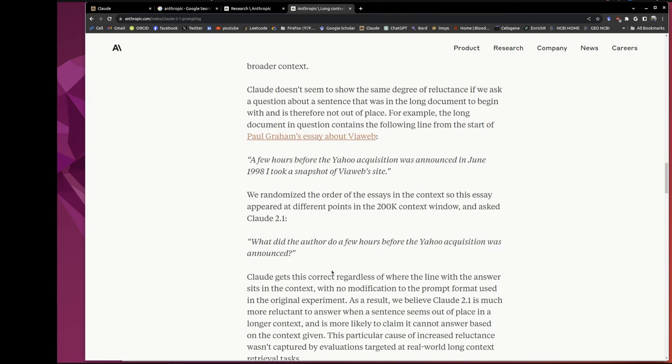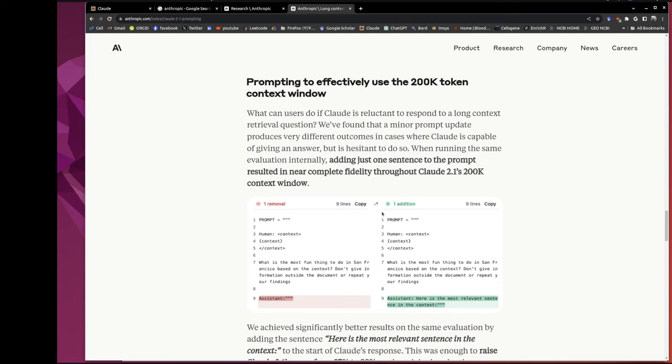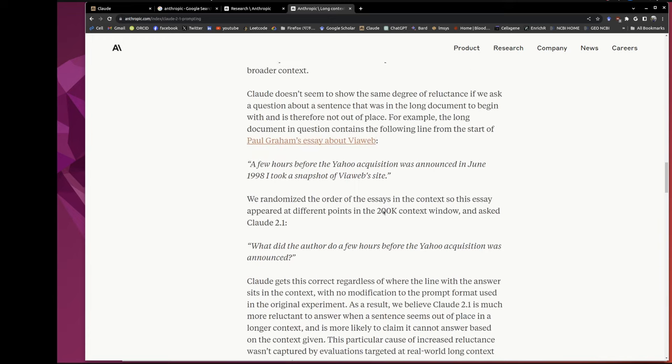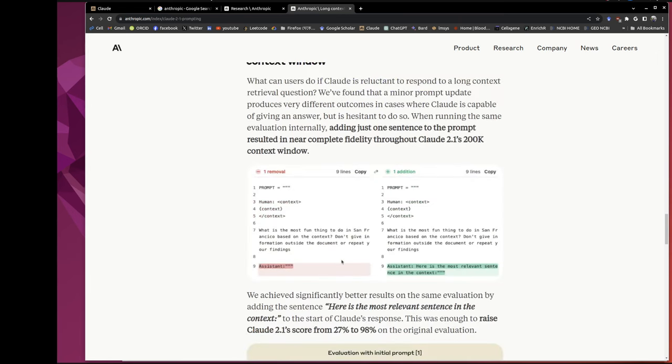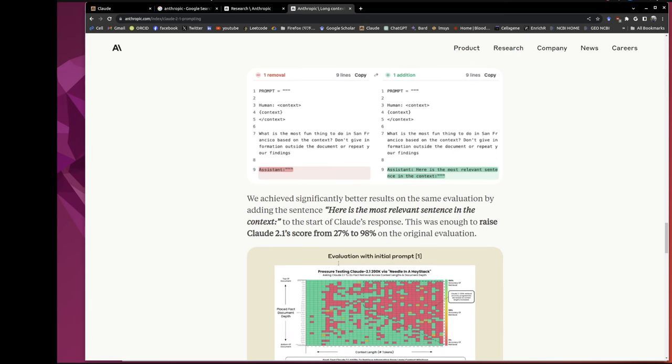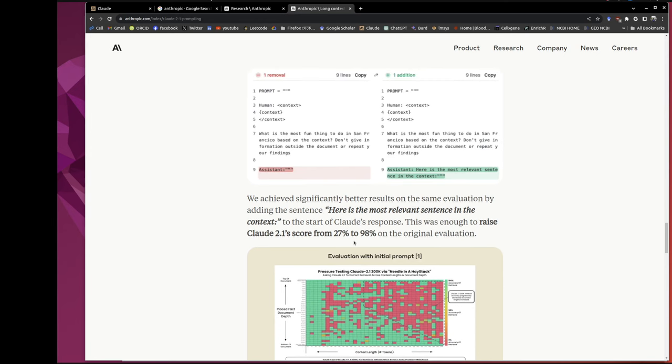One of the major findings they had, looking at prompt engineering, was something pretty interesting. They uploaded Paul Graham's essay about Bio Wave, a long document, and within that 200k context window, they wrote one single specific prompt: what are the most fun things to do in San Francisco? San Francisco spelling probably is not right. And the point was that the output was not impressive. From that document, it was unable to find it.